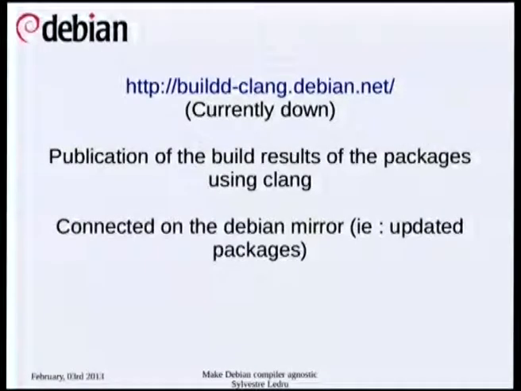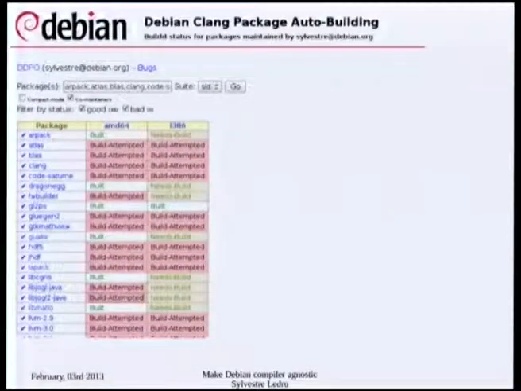So the results are published on buildday-clang.debian.net. It's currently down because the machine is moving from one data center to the other. Hopefully it will be up tomorrow or the day after. We are publishing the results this way. So for example, these are the packages that I'm maintaining.